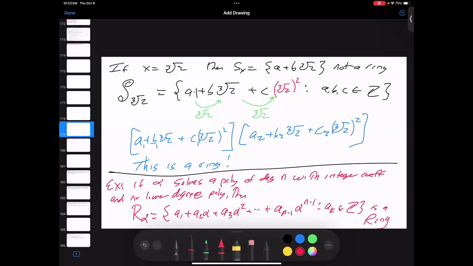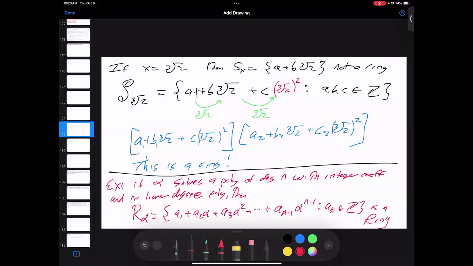And the reason is when I multiply two things of this form, if alpha to the n minus 1 is hit by an alpha, that gives me an alpha to the n, which satisfies a polynomial with integer coefficients, so I can reduce. So this is a really good exercise for you to do. Go through and show that this is a ring. This gives us some examples.